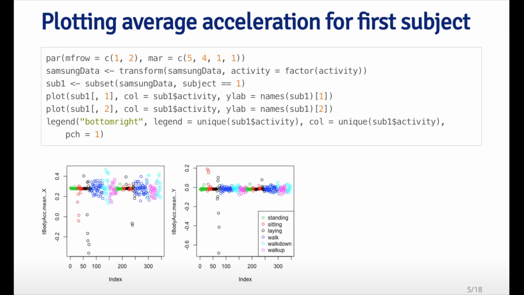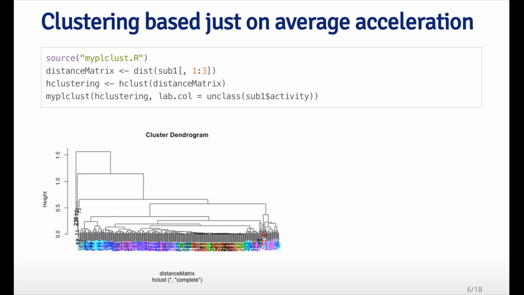You can see that, for example, the mean body acceleration is relatively uninteresting for things like standing and sitting and laying, but for things like walking, walking down, and walking up, there's much more variability in the mean body acceleration in the x direction. We can try to cluster the data just on the average acceleration. I've taken just the first 3 columns of this matrix, and I calculated a distance matrix using the dist function, and I'm using Euclidean distance as the default.